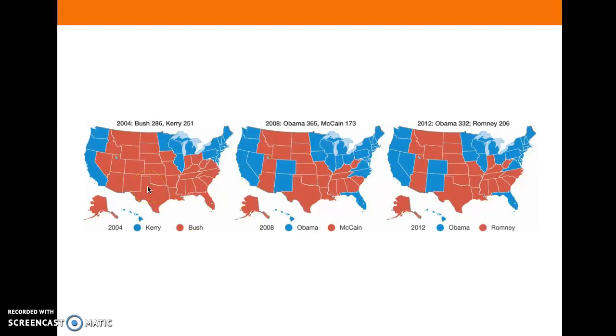In the case of this map that shows the different election data from the 2004, 2008, and 2012 elections, you can see that some states can be considered blue states, which means they usually vote for Democrats. And some states are usually considered red states, because they're usually going to vote for Republicans.